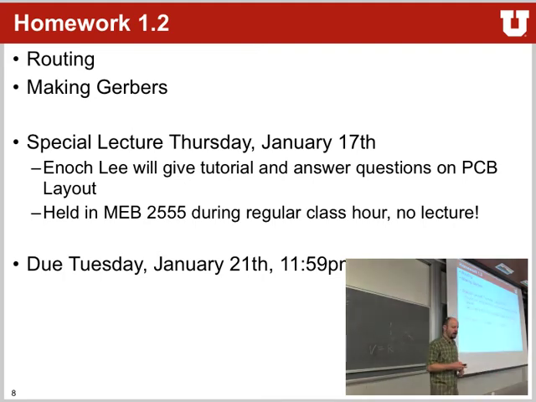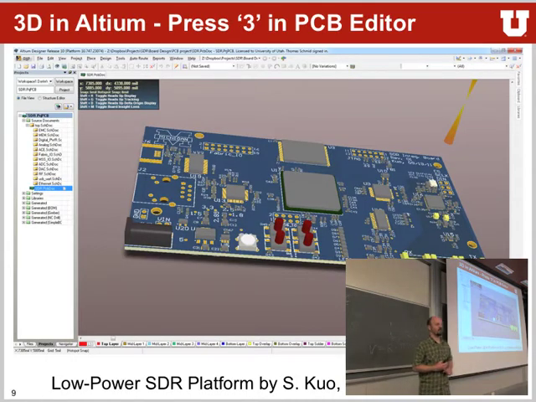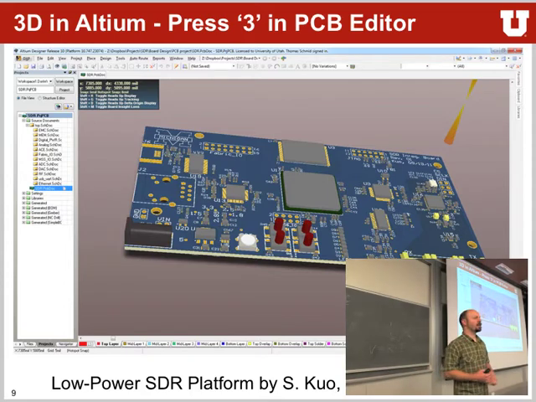All right, a couple of cool features. Once you go into the PCB design in Altium Designer, try to hit the 3 button. It will give you a nice 3D view of your PCB, so you get a good idea of how your PCB actually looks in reality.